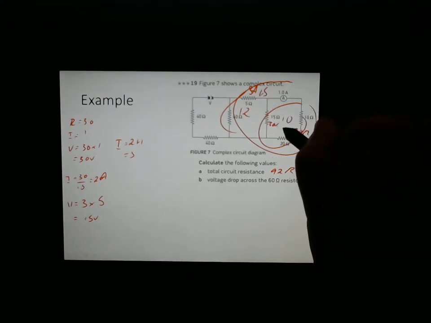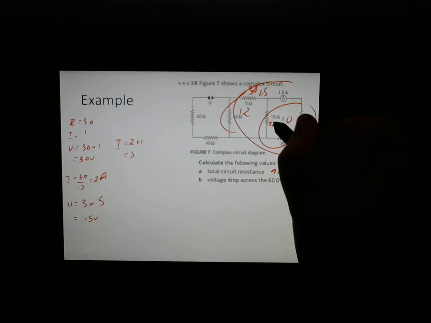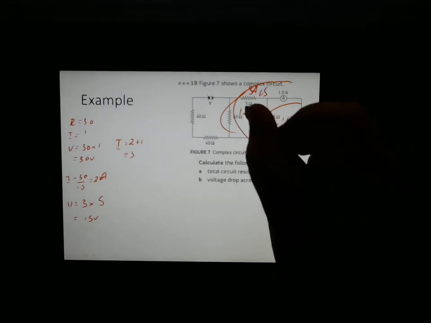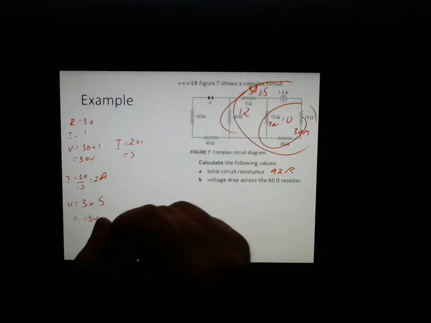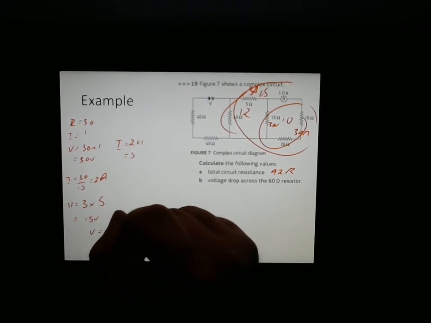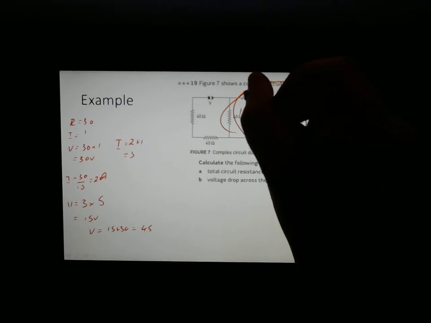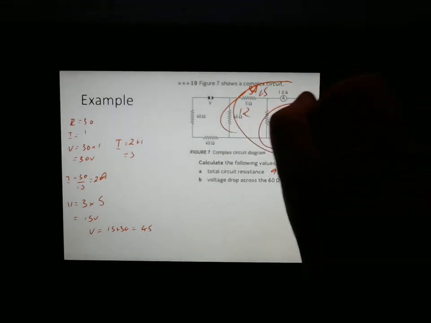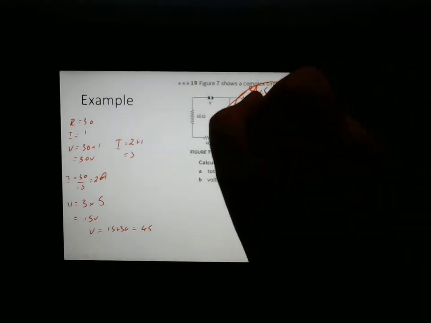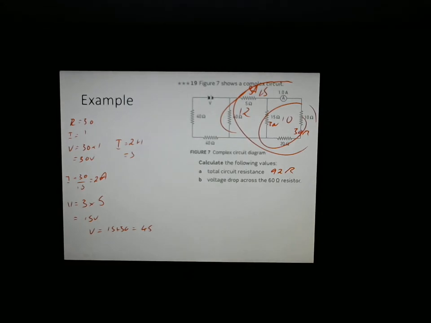We had how much voltage? We had 30 volts being used here. So the total voltage being used up was 45. Well, if that whole bit there was parallel to that, and that equals 45, therefore that must equal 45.